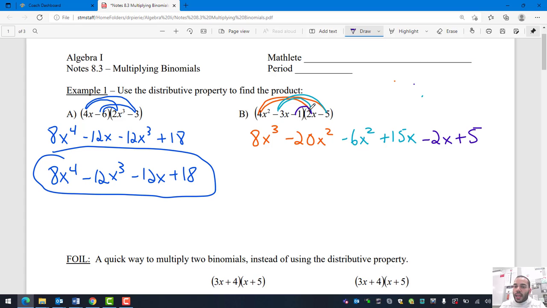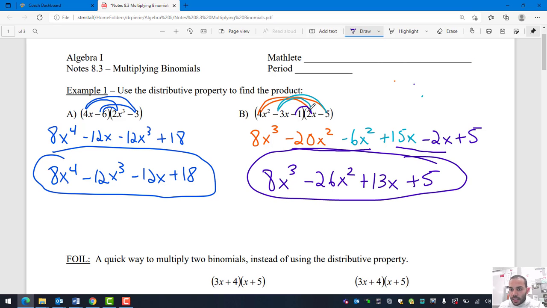If you can, try to combine like terms. What we do notice here is that both of these are x raised to the second power, so they are combinable. And both of these terms are combinable because they're just x to the first power. So when I combine my like terms, I should have 8x cubed. Negative 20 minus 6 is going to be negative 26x squared. 15x plus negative 2x should give me positive 13x. And then I'll have the plus 5 at the end. That is my answer in standard form.